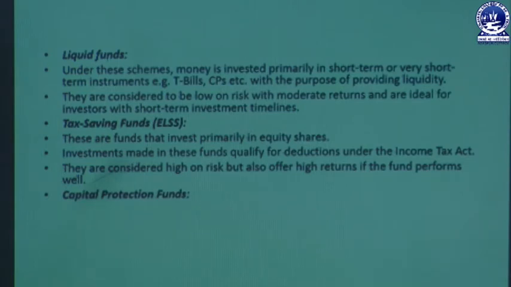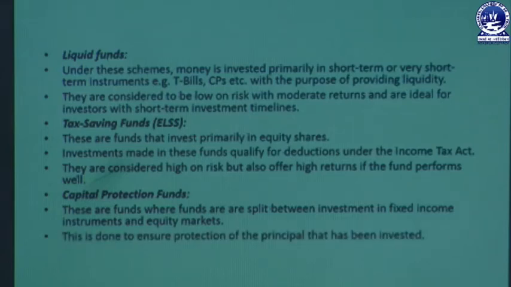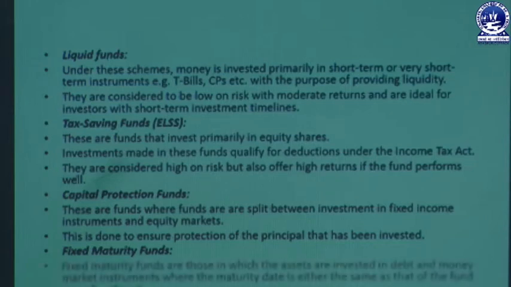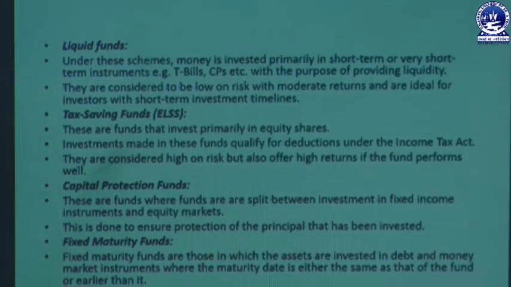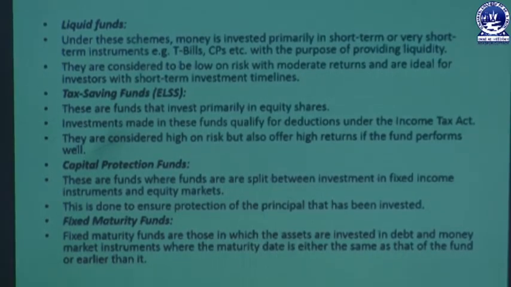Apart from that, we have capital protection funds. These are funds where money is split between investment in fixed income instruments and the equity market, and this is done to ensure protection of the principal that has been invested. That is what a capital protection fund is. We also have fixed maturity funds, in which the assets are invested in debt and money market instruments where the maturity date is either the same as that of the fund or earlier than it. So that is what the fixed maturity funds are.